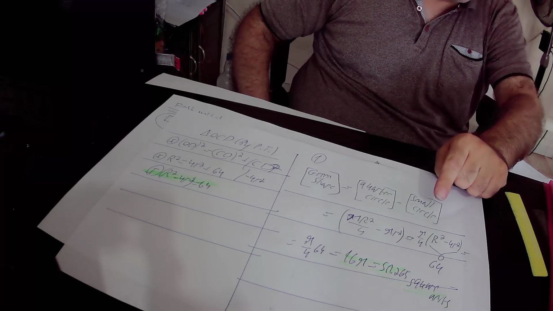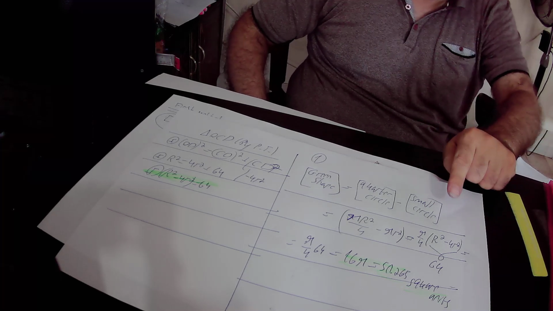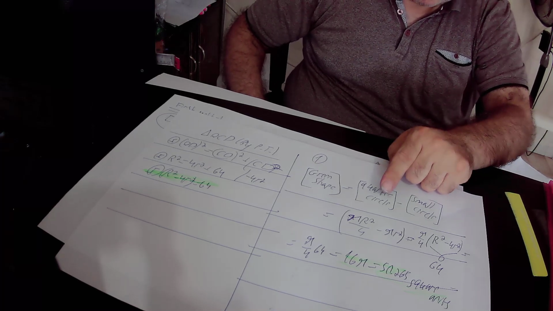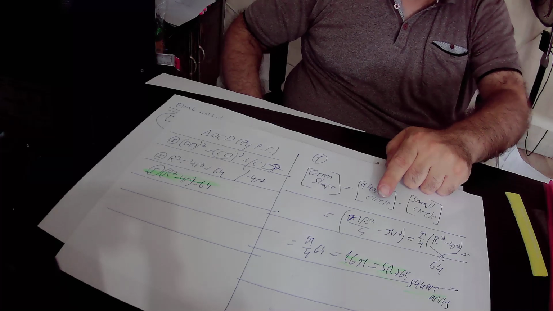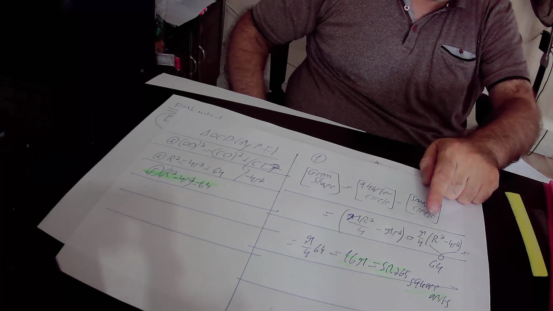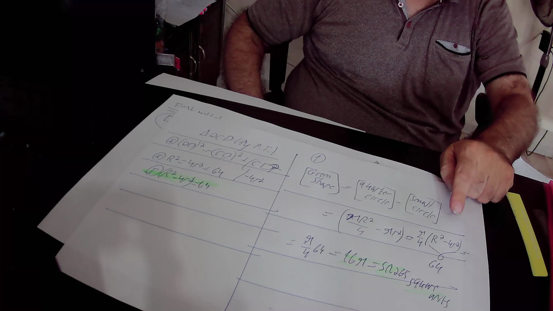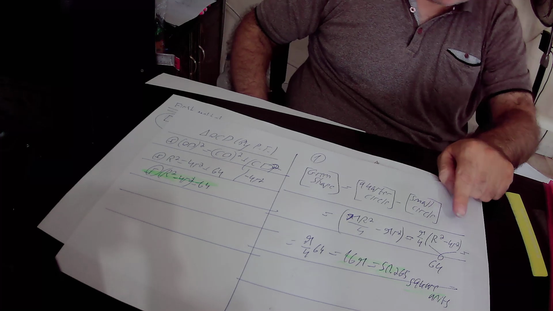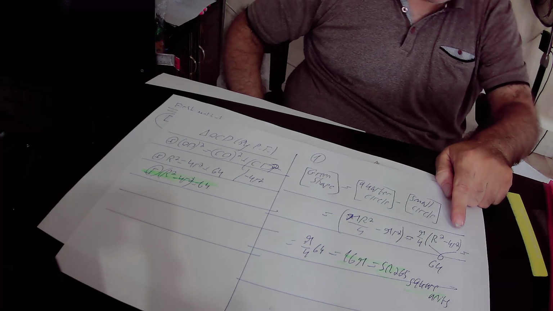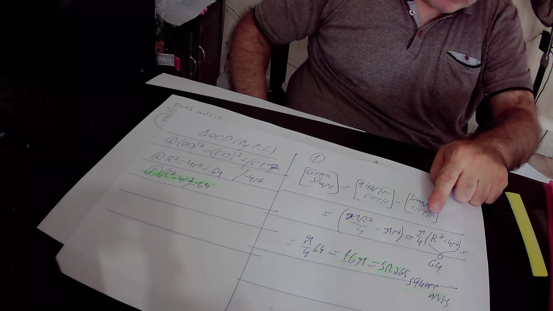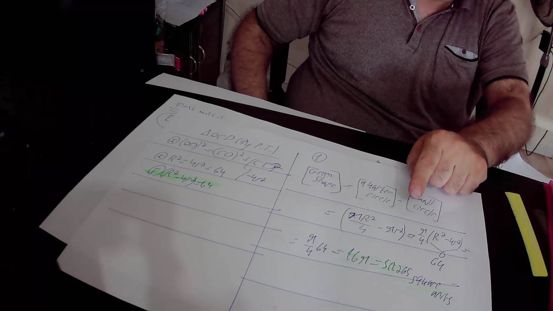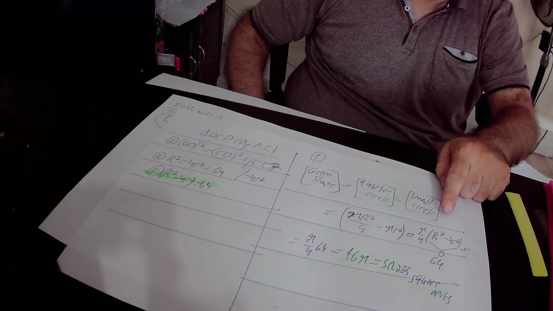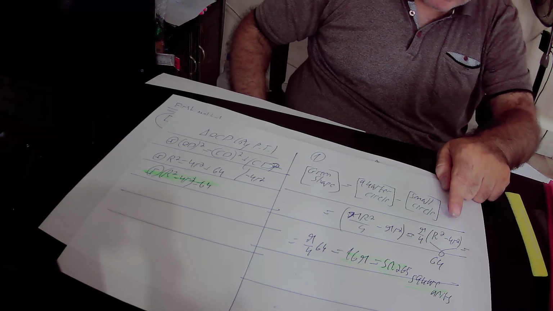We take pi over 4 as a common factor out of those two expressions, so what is left inside the bracket after we take from pi times capital R square over 4 the common factor pi over 4 is actually capital R square. What is left from minus pi r square after we take from it pi over 4 as a common factor is minus 4r square. Why? Because minus 4r square times pi over 4 equals exactly minus pi r square. So we found out that the area of the green shape equals pi over 4 times capital R square minus 4r square.